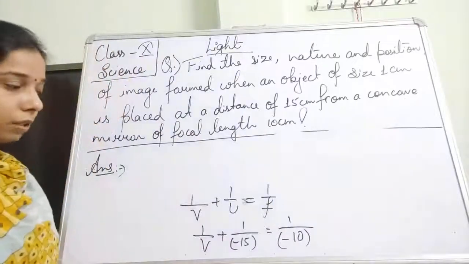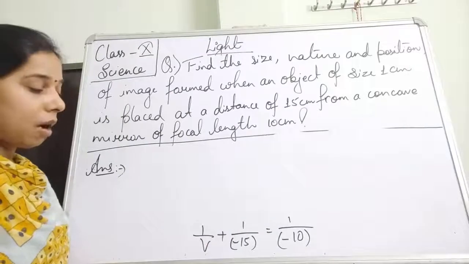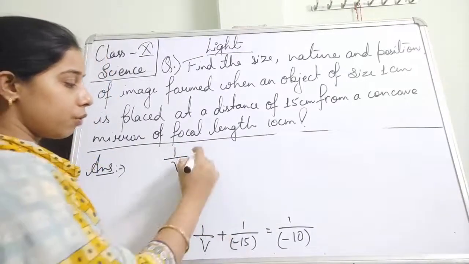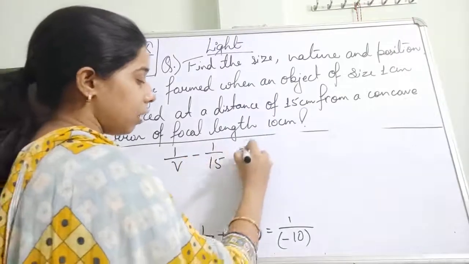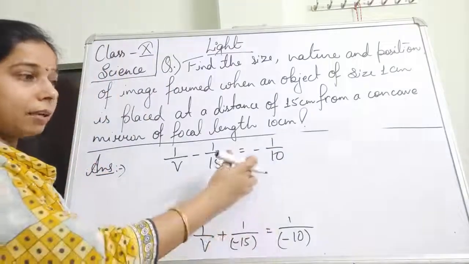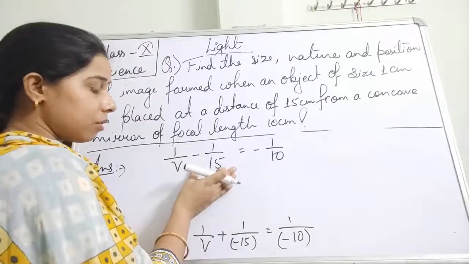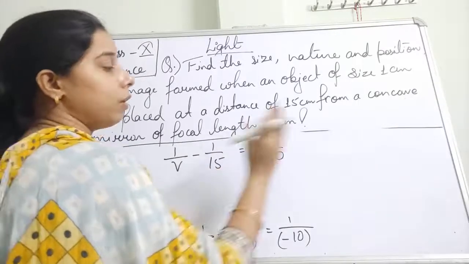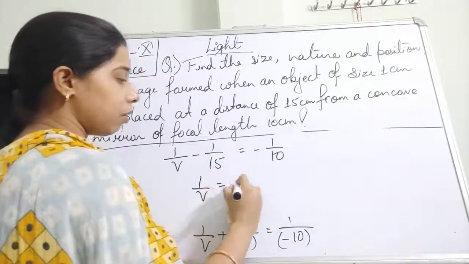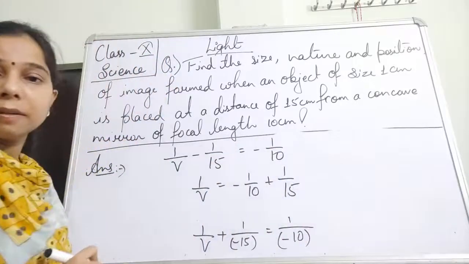So you can see here, students, we have put all the values, and now it will become 1 by v. This is plus, this is minus, so it will obviously become minus 1 by 15 is equal to, this will become minus 1 by 10. Okay, this negative sign, make it a negative one. Now what will happen? Now this minus 1 by 15 will go to this side, it will become plus. So we can say 1 by v is equal to minus 1 by 10 plus 1 by 15.